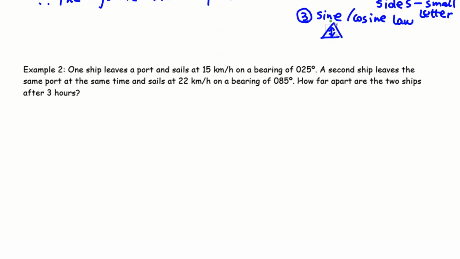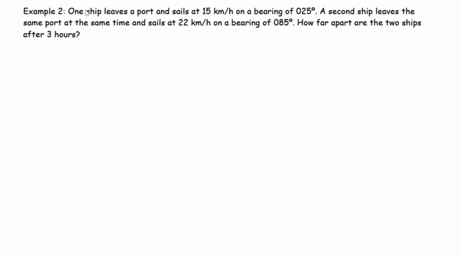Then we are going to see example 2. Example 2: one ship leaves a port and sails at 15 km per hour on a bearing of 25 degrees. A second ship leaves the same port at the same time and sails at 22 km per hour on a bearing of 85 degrees. It asks you how far apart the two ships are after 3 hours. So we are going to draw; the bearing starts from the north, okay?